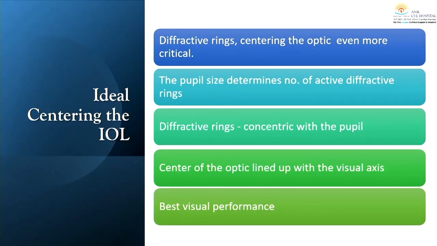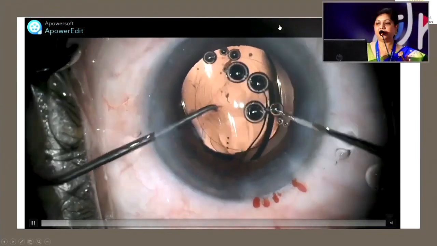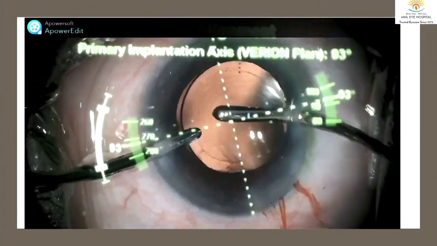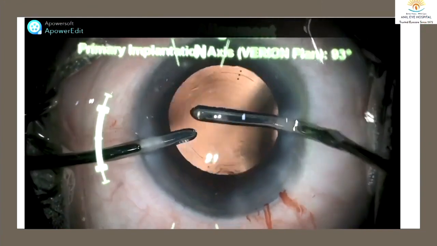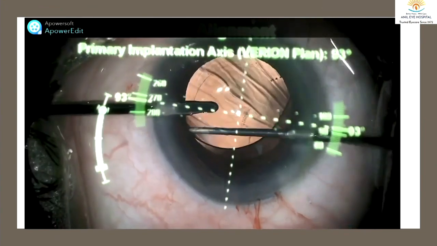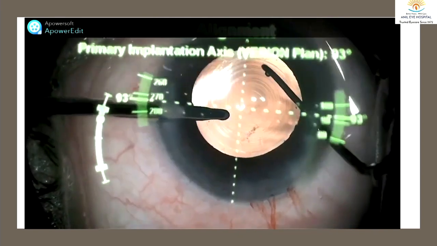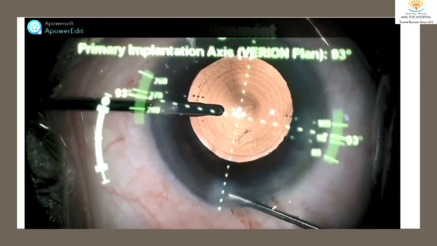Now, how do you center the IOL? In all these diffractive IOLs, multifocal IOLs, centering is more critical. The pupillary size will determine the number of active diffractive rings that will be seen. And these should ideally be concentric with the pupil, but it should be lined up with the visual axis for best visual performance. Now, for example, here you can see we are aligning the center of the optic zone of the multifocal IOL on the visual axis. That is, you switch off the oblique light and ask the patient to fixate on the stereoscopic axis, and then you fixate it. So you're actually fixating it on the visual axis.